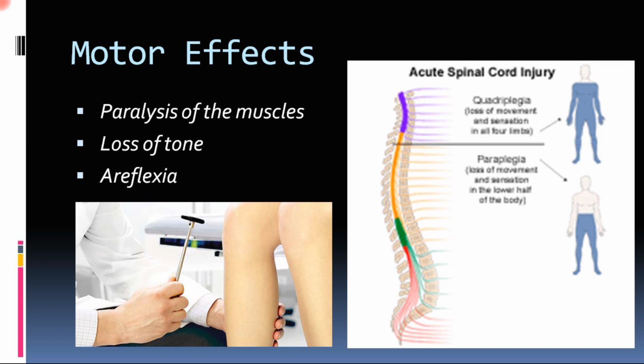And areflexia. There are two types of reflexes we see when we examine the motor nervous system, the deep tendon reflexes and the superficial reflexes. Both the deep tendon reflexes and the superficial reflexes arising below the level of transection will be lost. Above the level of transection, the reflexes will be present, but below the level of transection, the reflexes will be lost. So that is called areflexia.